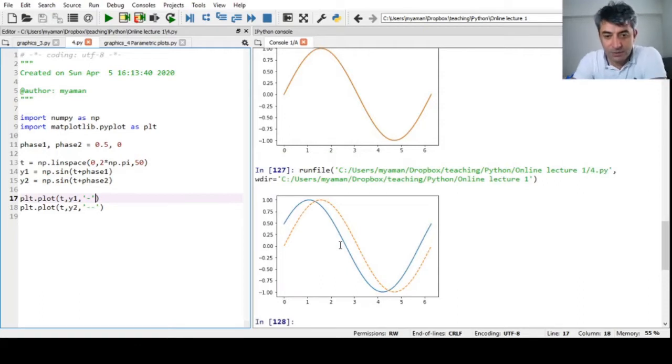Okay, let's spend a little time to explore what we see. I have two curves. Both of them are sine curves. However, the first one has a phase shift, a positive phase of 0.5 radians, and the second one has a 0 phase. Therefore, these two curves do not coincide. But the first one is ahead of the second one. How much? By 0.5 radians.